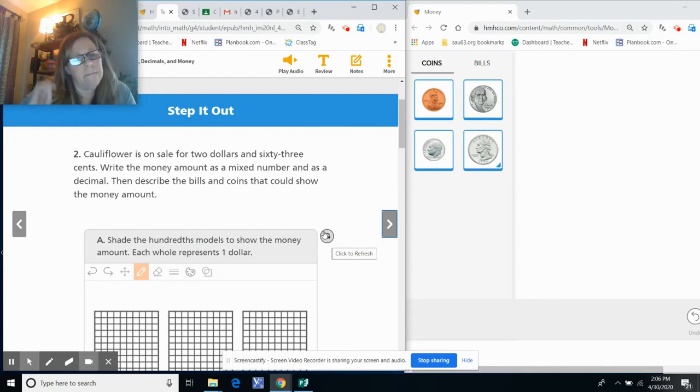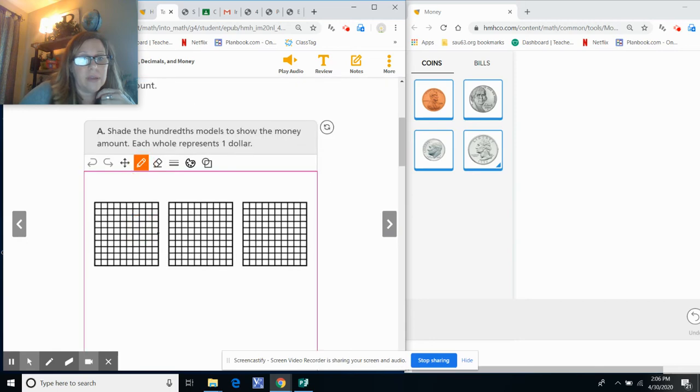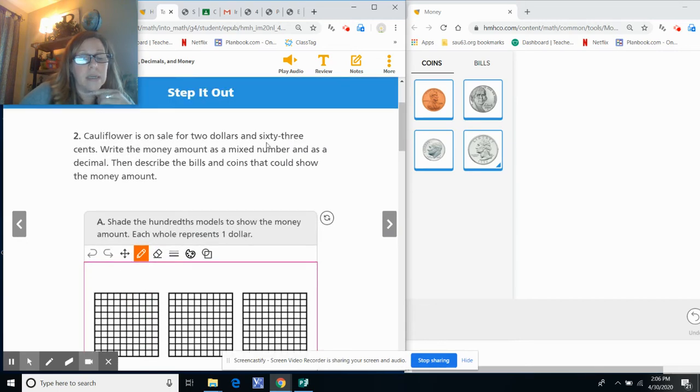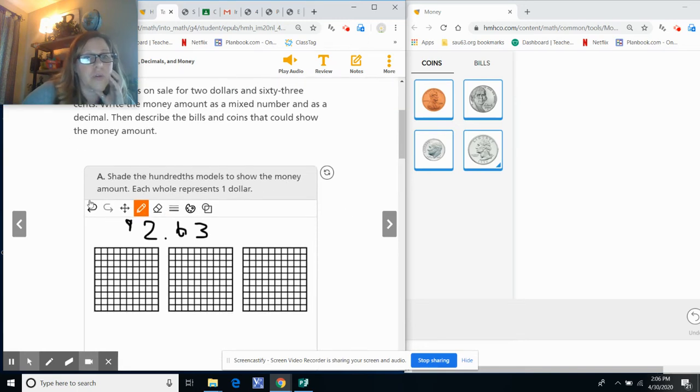So remember we were talking about that mixed number. A mixed number is when you have a whole amount with a fraction or a decimal amount. And so in this case, we have a whole amount and a decimal. So we have, I'm going to write it right here, 2 whole dollars and 63 cents. So I'm going to represent it with my dollar sign. 63 cents. And so they want us to shade the hundredths model to show the money amount.